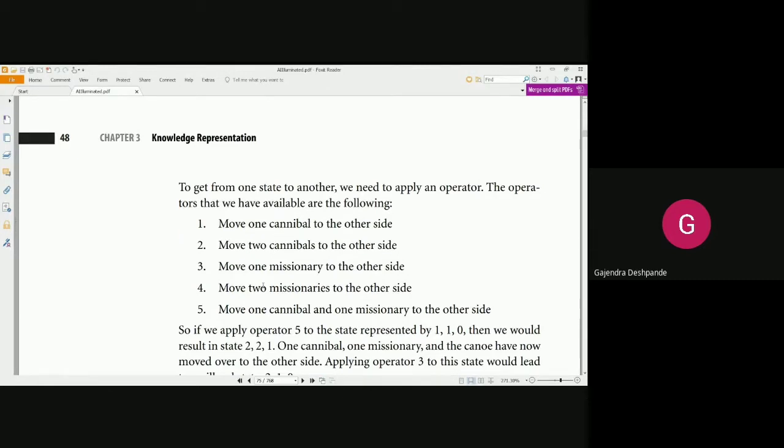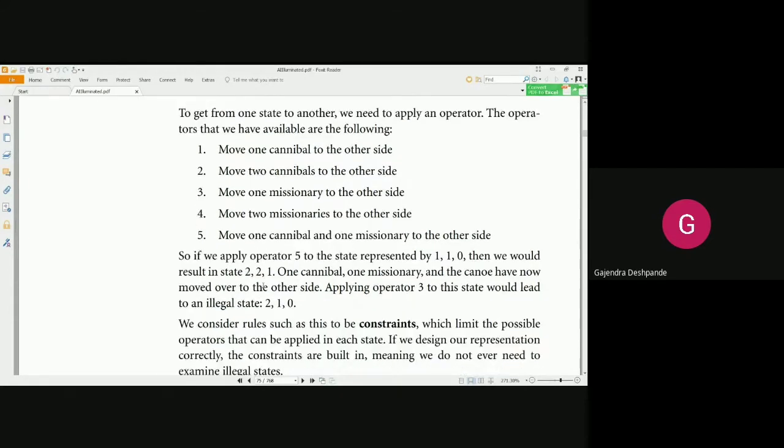For that we need to consider a few operators. The first operator is move one cannibal to the other side. The second is move two cannibals to the other side. The third is move one missionary to the other side, and the fourth is move two missionaries to the other side. And finally, move one cannibal and one missionary to the other side. So these are the operators which you need to use while moving missionaries and cannibals to the other side.